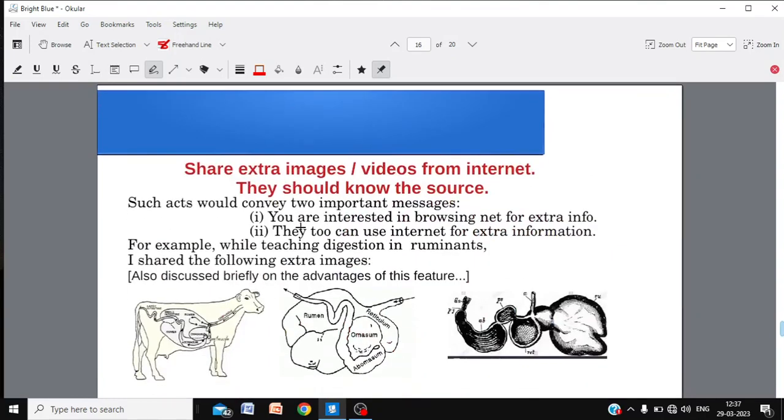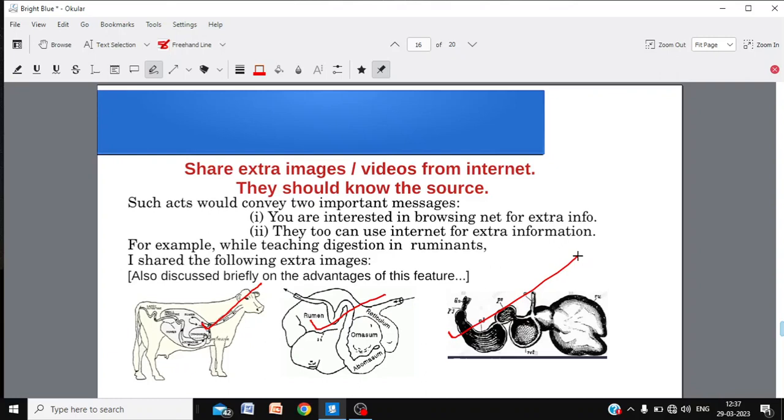Share extra images and videos from the internet. This is what I shared when I was teaching digestion. The 4-chamber stomach of a cow. Although this is not in the syllabus, the extra thing will be interesting. It is an advantage. They appreciate.